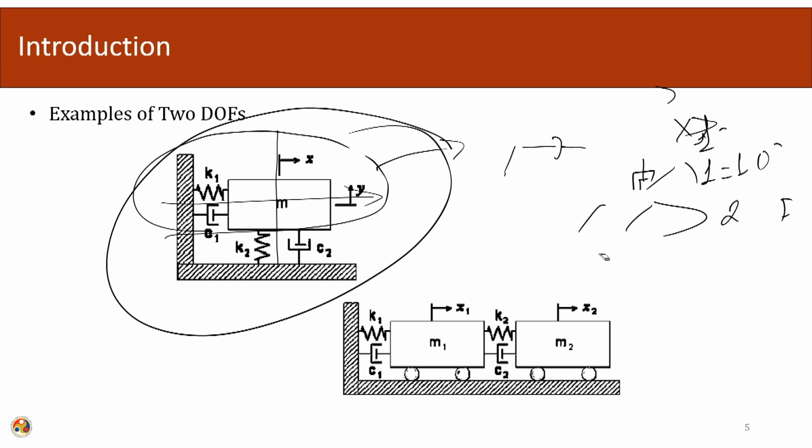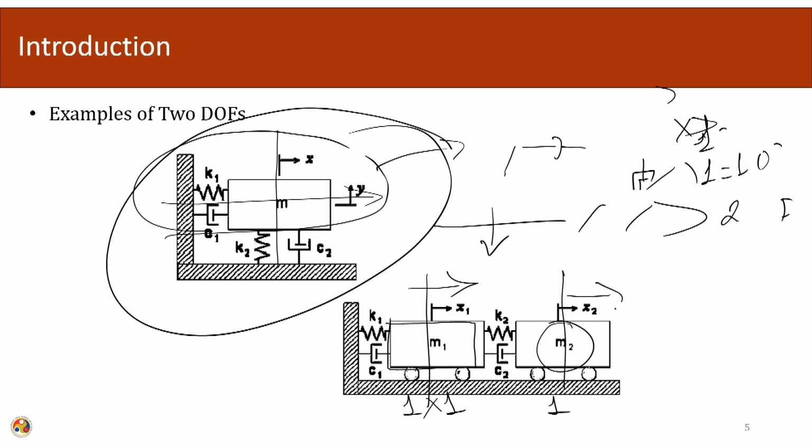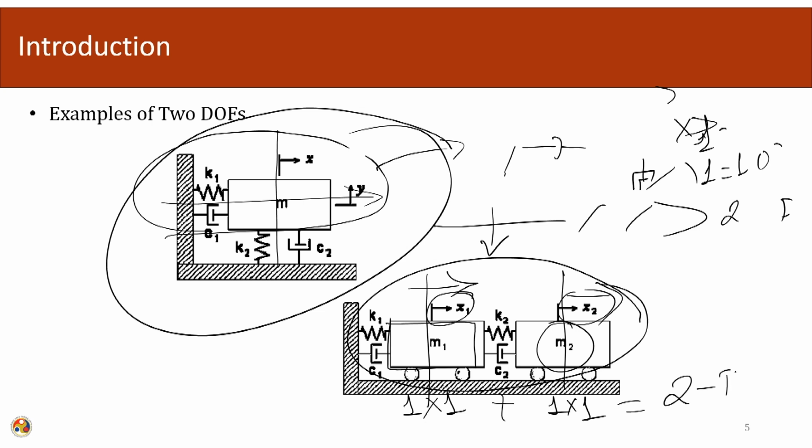The lower figure. In the lower figure we have mass m. It can move in the horizontal direction. So, one mass, one motion. If we have another mass here, again it can move in the horizontal direction. Both its motions are independent. So, the total is 2 degrees of freedom. These are some of the examples of a 2 degree of freedom system.